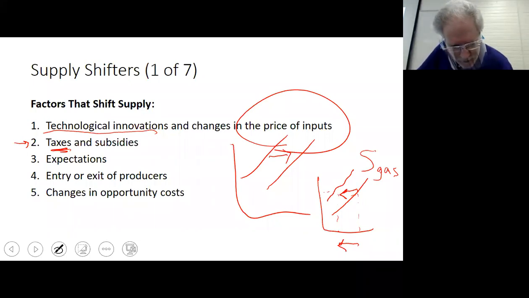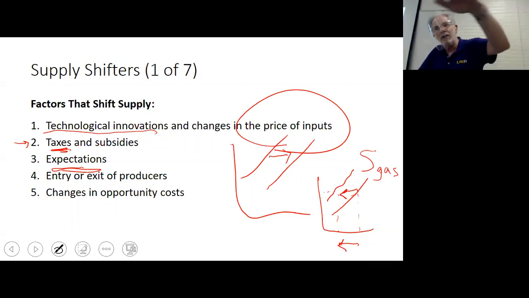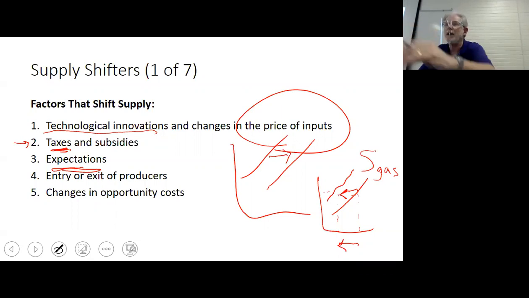Okay? Expectations, here we're talking about expectations of producers. If the producers start to think that the price is going to go up, they're going to behave in a certain way. If they think it's going to go down, they're going to behave in a different way. I think from macroeconomics, it was orange producers in Florida, it gets unseasonably cold, and the producers are expecting it to be cold. So that's going to affect the supply of the oranges.